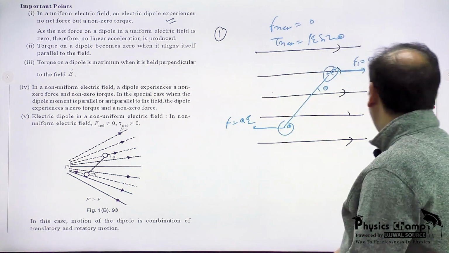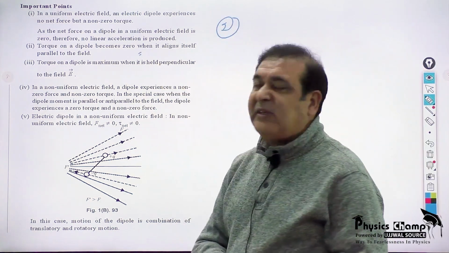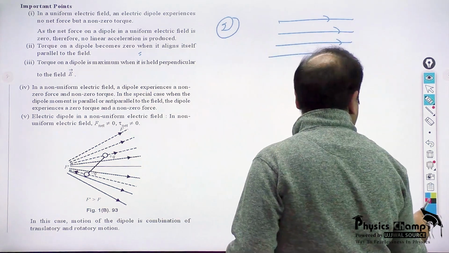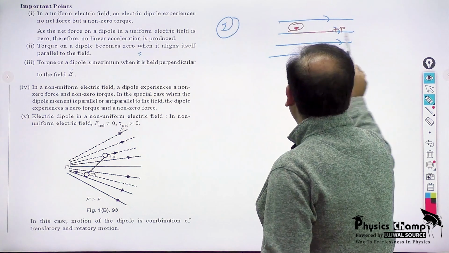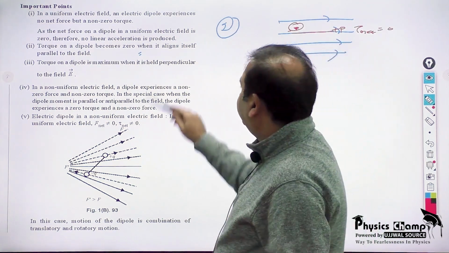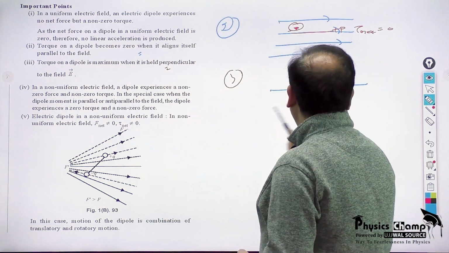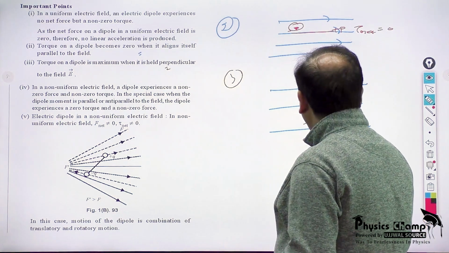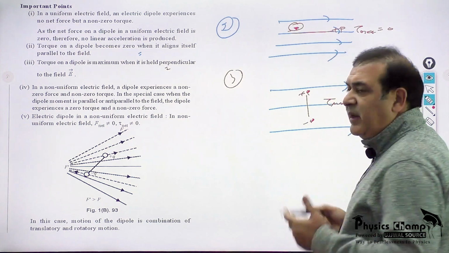Second point, torque on a dipole becomes 0 when it aligns parallel. Yes, we know that once the dipole is aligned parallel, in that case the net torque is 0. Third point, torque is maximum, that we have already done, when the dipole is perpendicular. So when you have a perpendicular dipole, the torque is maximum, which is what? PE sine 90, PE.